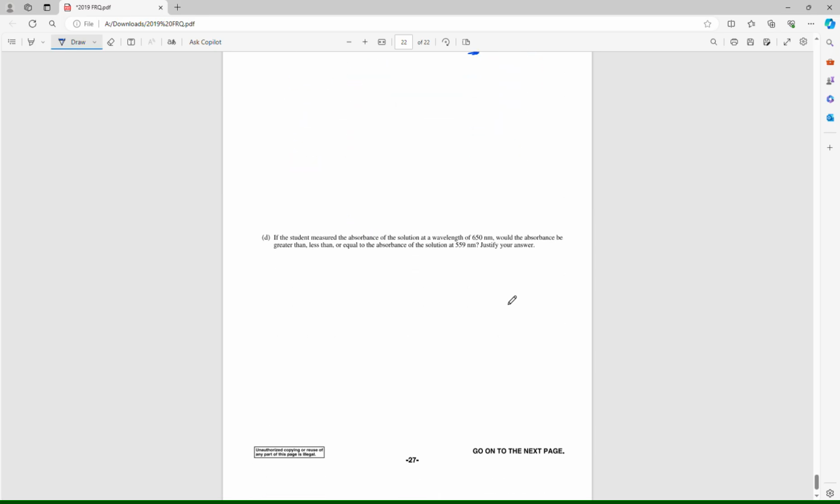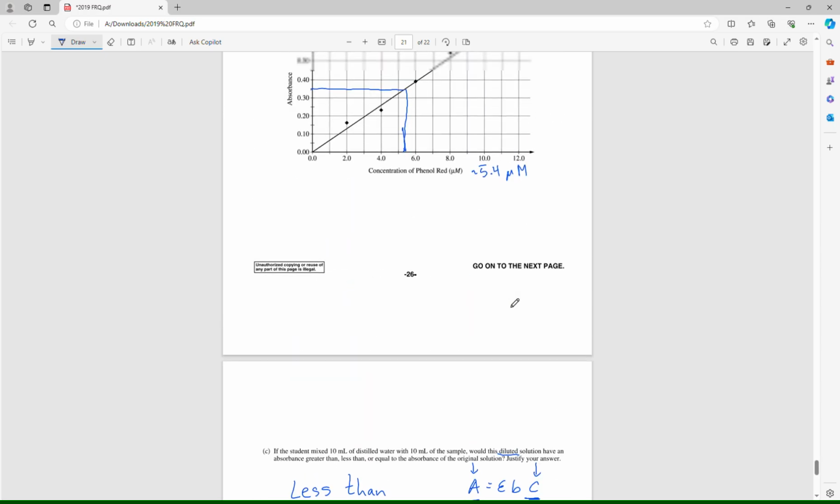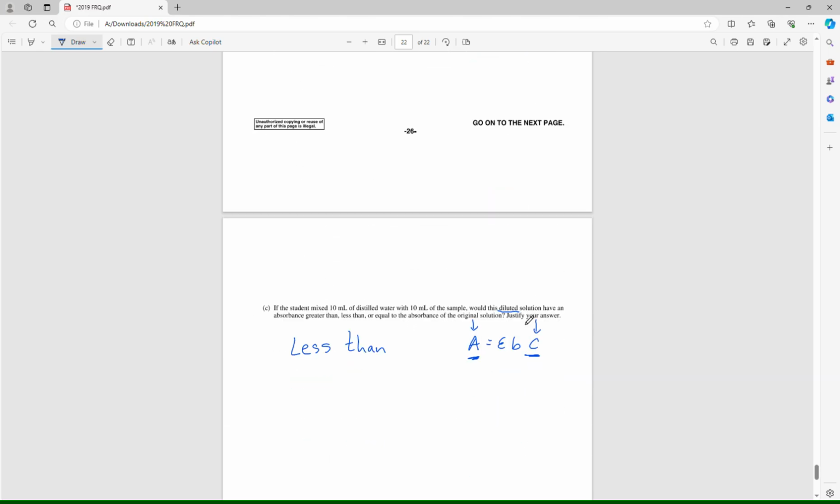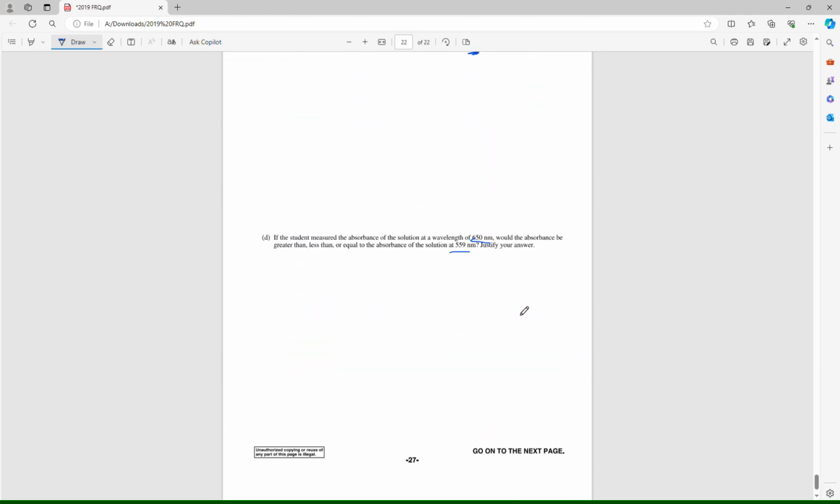All right, if the student measured the absorbance of the solution at a wavelength of 650 nanometers, would the absorbance be greater than, less than, or equal to the absorbance of the solution at 550 nanometers? We read in this part here that the wavelength of 559 nanometers is the wavelength of maximal absorbance. So any other wavelength will have less absorbance. It will be less because it's a different wavelength than the wavelength of maximal absorbance. And that's pretty much it.